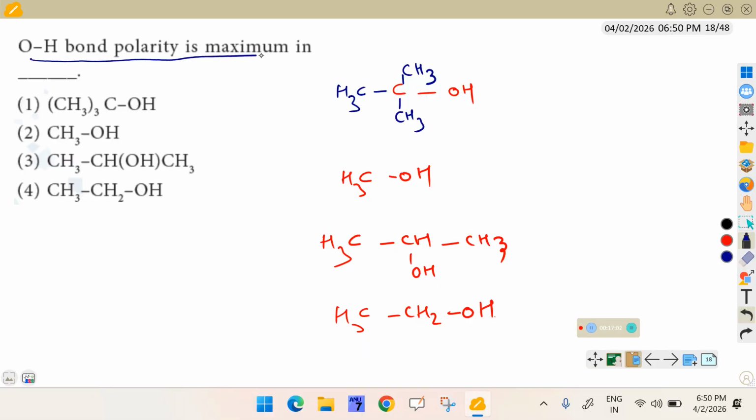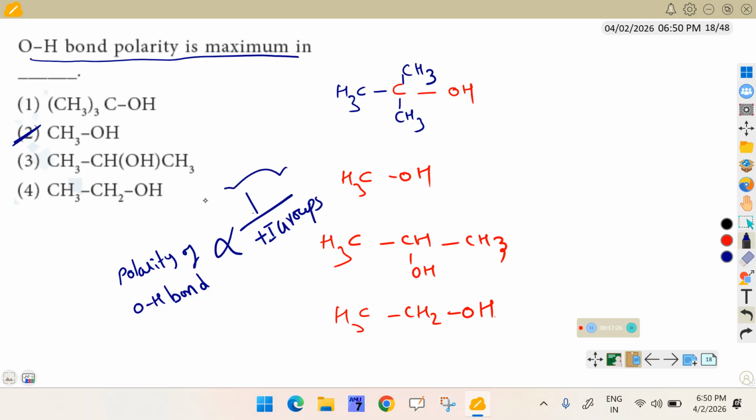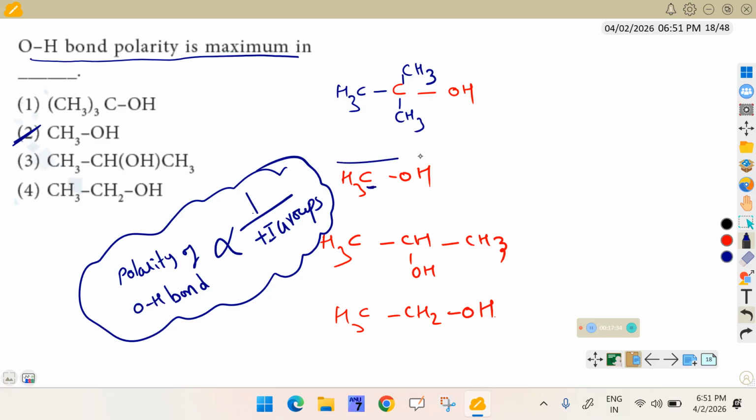OH bond polarity is maximum in the second option. Here, polarity of OH bond is inversely proportional to plus I groups. Now you can check it. OH group attached carbon adjacent no other carbon, no other alkyl group. So 0 plus I groups.